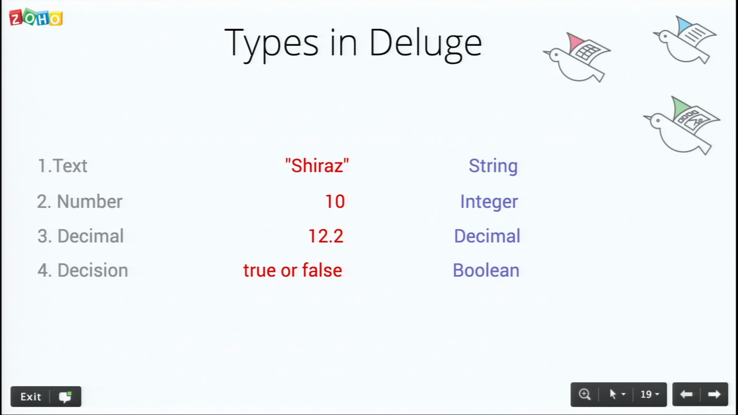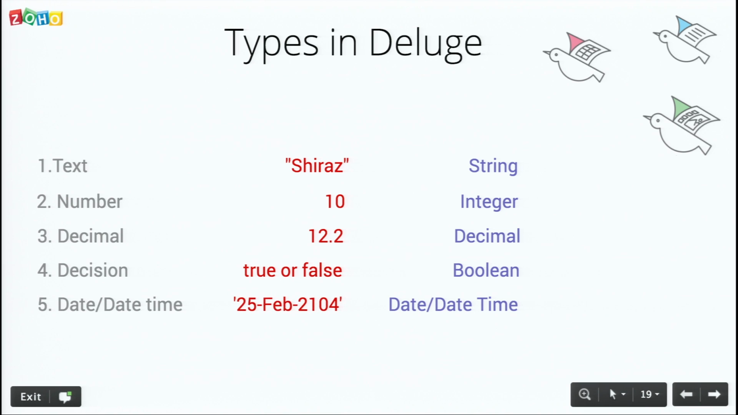Everything starts with this. Are you attending the session? It's true or false. Are you coming to the next workshop? It's true or false. Everything says, is it yes or no? If you have a decision to make, we call that a decision. In Deluge, we call that a Boolean.